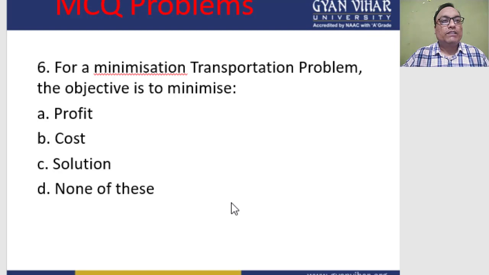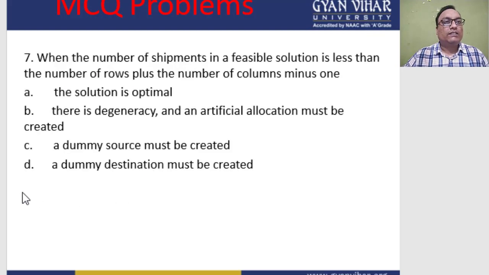Problem number 6. For a minimization transportation problem, the objective is to minimize the main objective here. The four options given are profit, cost, solution, none of these. So the B option, cost, is the right answer for this question. So cost is minimized to solve the problem. And this is the MCQ problem. Here is MCQ question number 7.